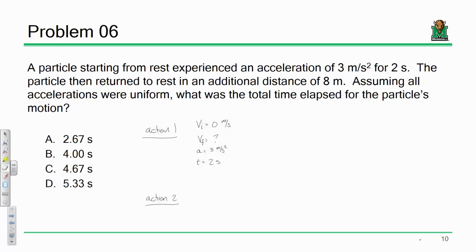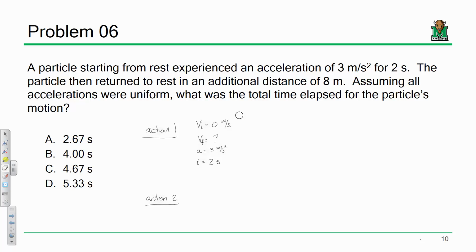The problem is asking for the total time elapsed. I already know how long action number 1 took. How long did it take? It took 2 seconds. So you might think, why do I even need to do anything with action number 1? Why don't I just move on to action number 2? Let's see what we know about action number 2. The particle then returned to rest in an additional distance of 8 meters.